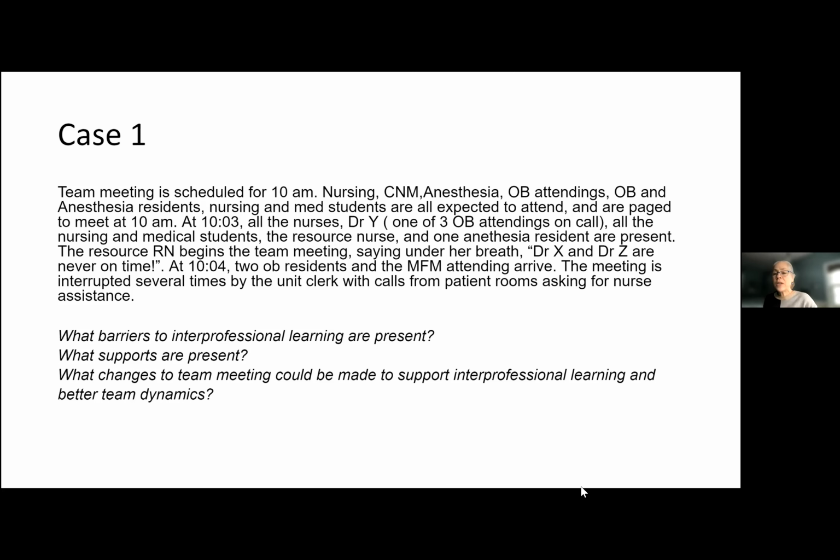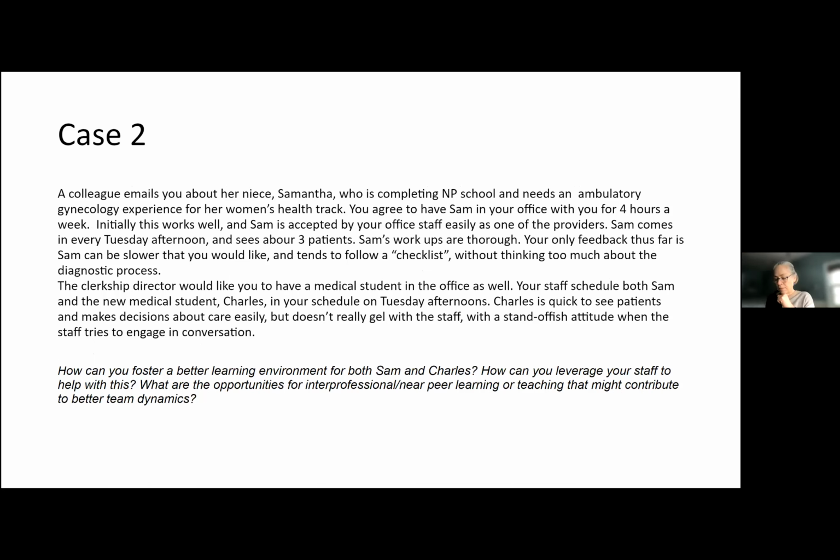We could maybe go on to the next case. So this is an ambulatory case.